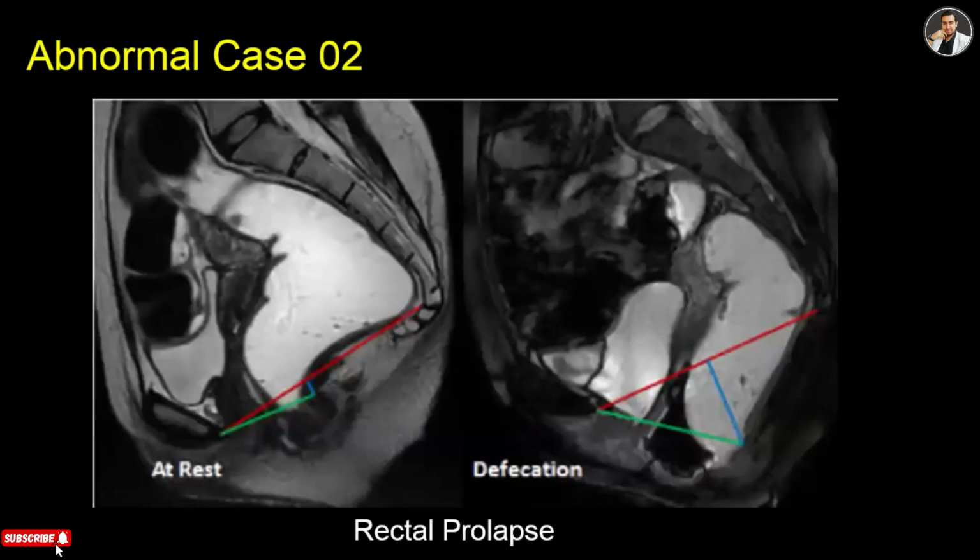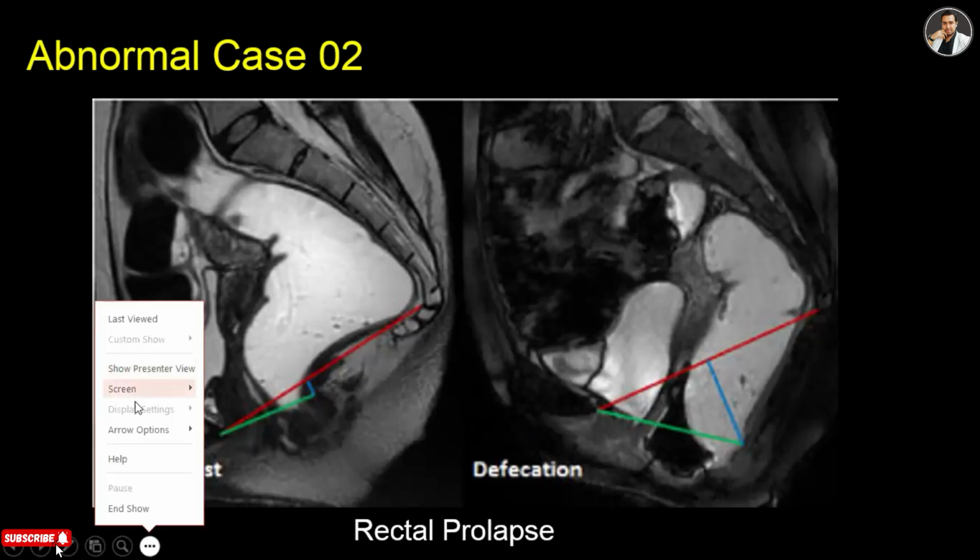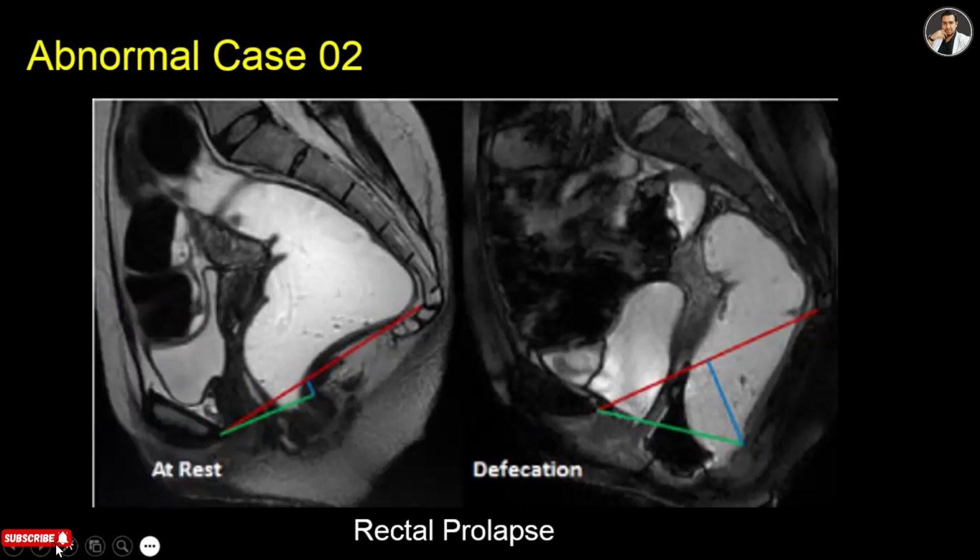And now is the case of rectal prolapse. This is the second case. You can see that the left image is the resting phase and the lines are drawn: PCL line, H line and M line. But in the defecation process, you can see that the M line is increased and it's a rectal prolapse, because the rectum goes down to the anus.